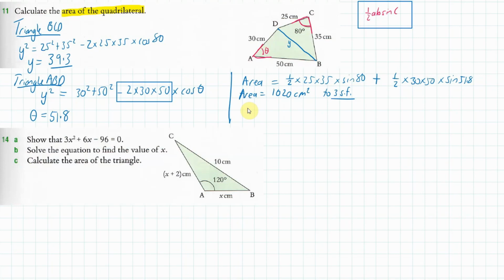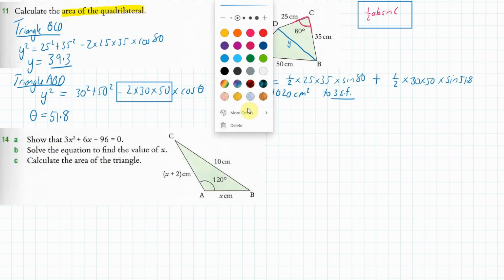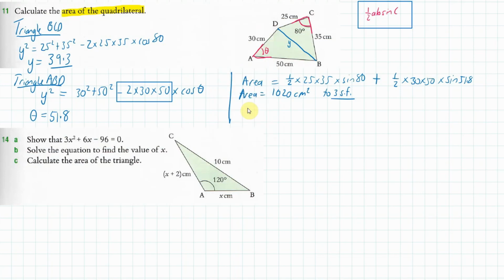We are trying to show that 3x squared plus 6x minus 96 equals 0. So what are we going to do here? Well, let's take a look. I think we could try using the cosine rule. So we could say 10 squared is equal to x plus 2 all squared plus x squared minus 2 times x plus 2 times x times cosine 120.